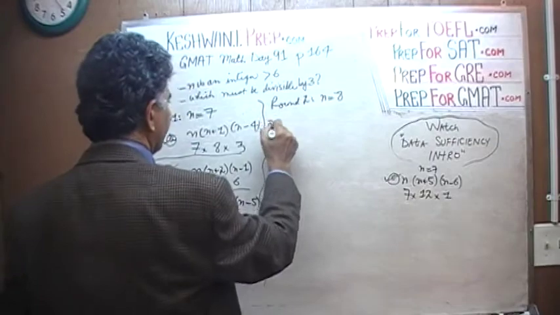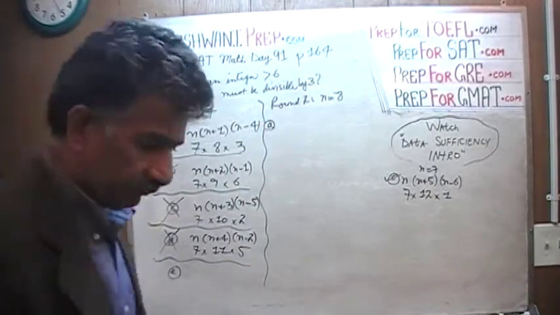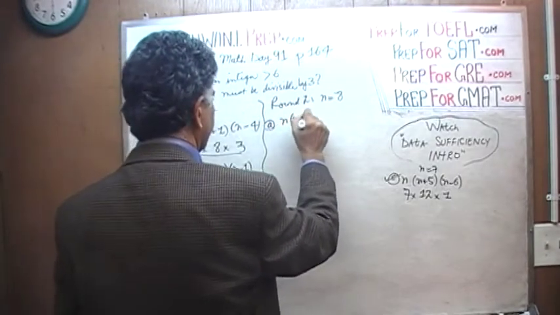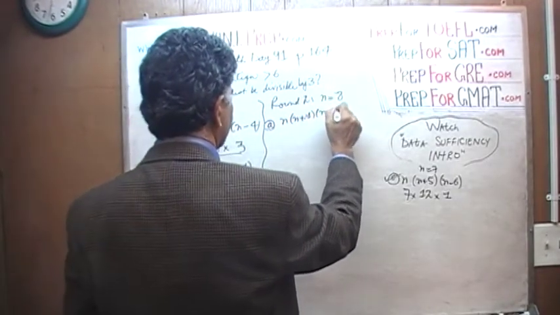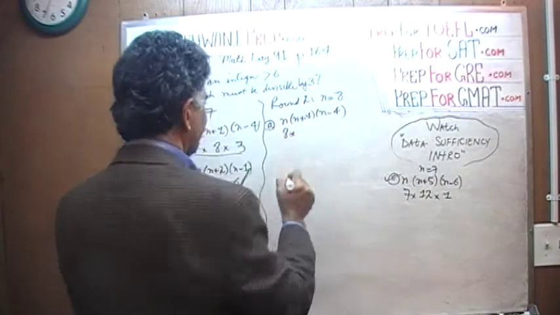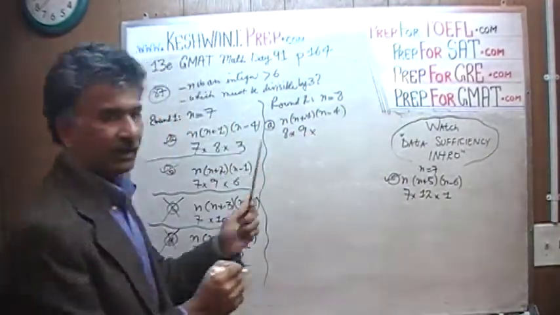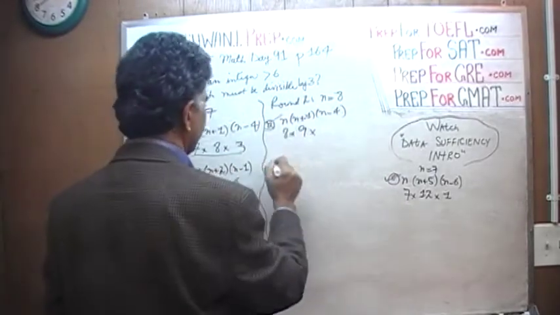So A gives us n times n plus 1 times n minus 4. n is 8. 8 is not divisible by 3. n plus 1 is 9. Blasted, we can't eliminate A. A is going to have to stay.